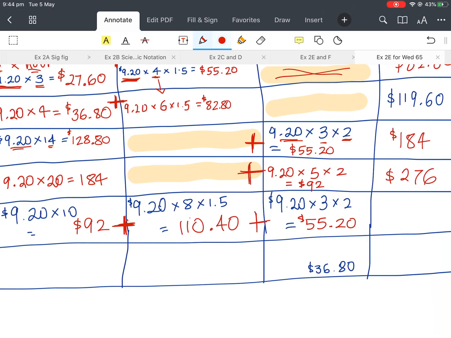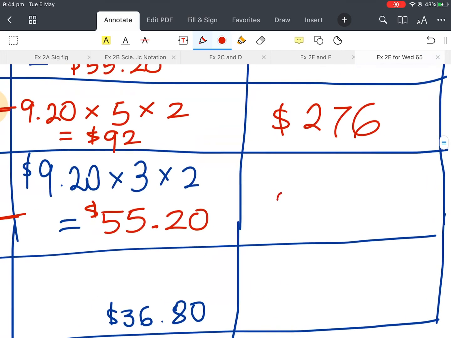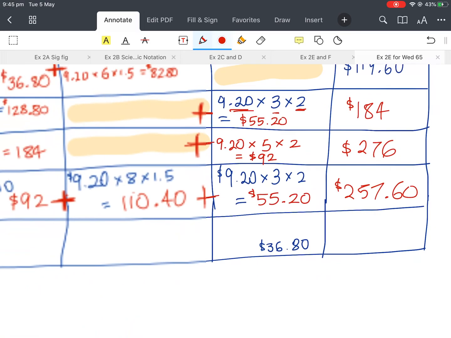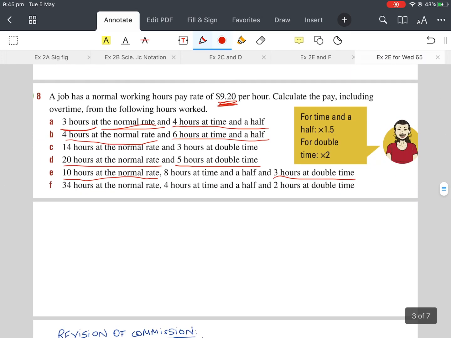What are they? Here they are. They are 92 plus 110.40 plus 55.20. Did you get the same as me? I got $257.60. Don't forget your dollar signs. Don't forget your zero on the end. Okay, have a go at F for me.